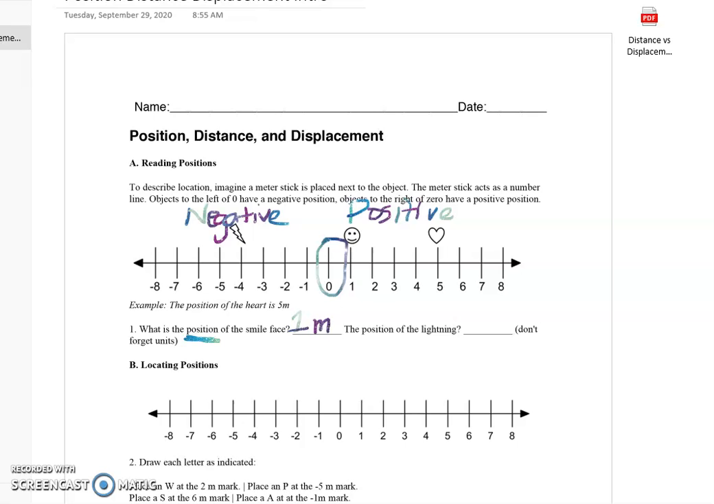The position of the lightning, it's to the left of the origin, so we're going to use a negative sign, and it's at -4 meters. Be sure to use your units, because if you say -4, it could be -4 centimeters, -4 feet. We want to make sure we know exactly where it is, and it is -4 meters on that timeline. So you're going to do a couple more like that.